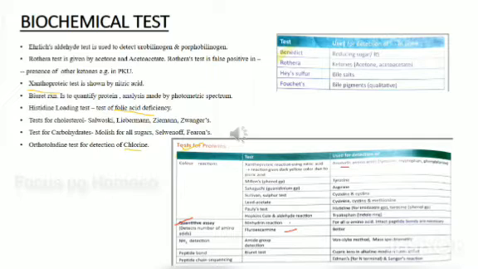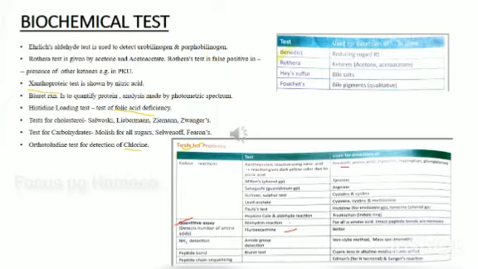Next test is the xanthoproteic test, that is showing the presence or absence of protein, and it gives a dark yellow precipitate for the presence of protein by the use of nitric acid. Next is the biuret reaction, that gives a quantitative test for the protein, and the analysis is made by photometric spectrum.